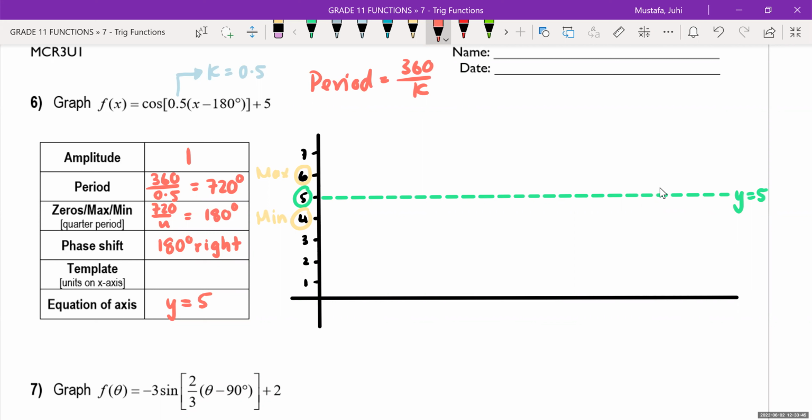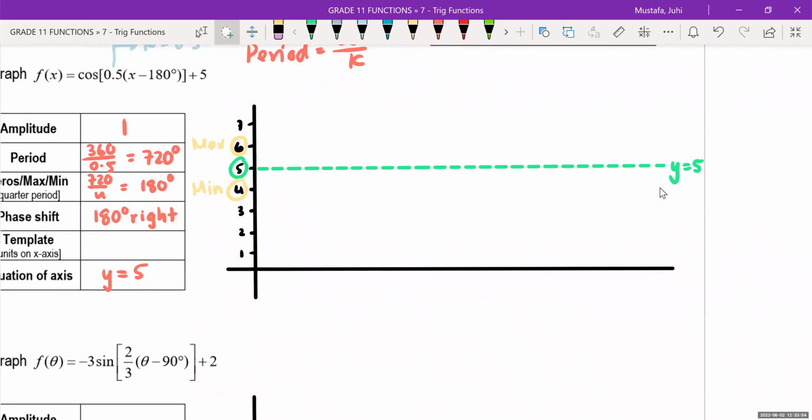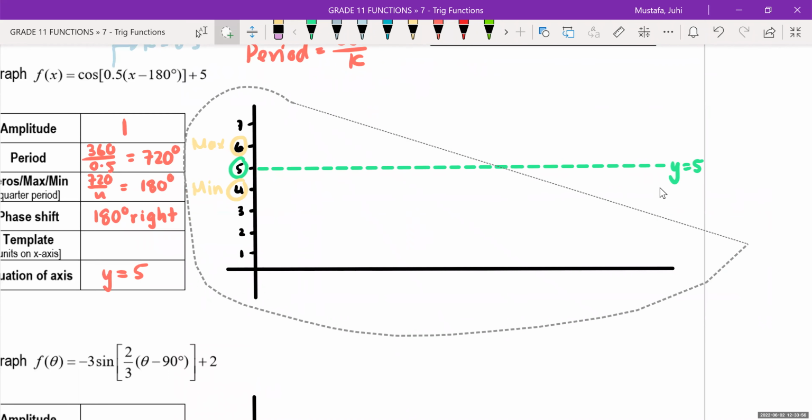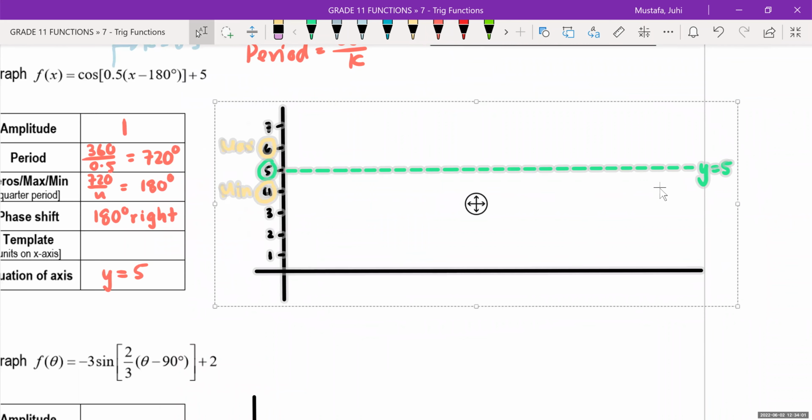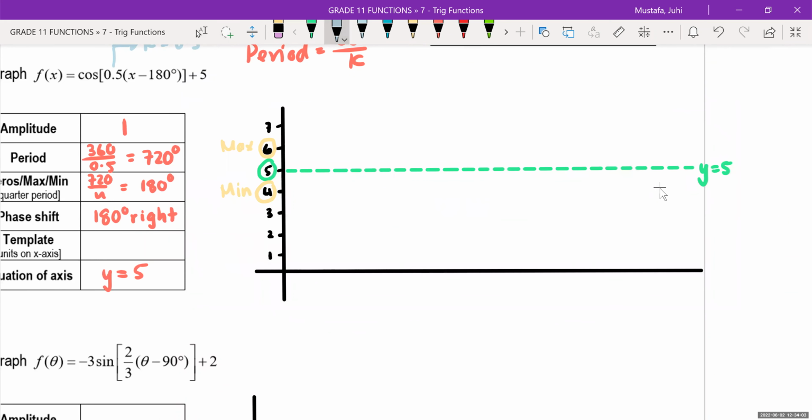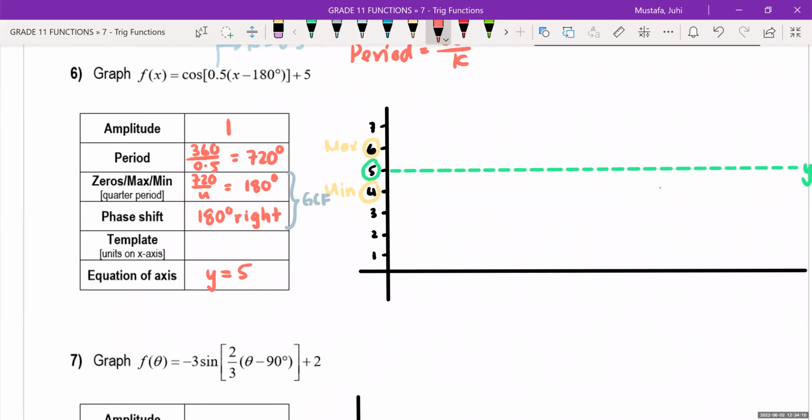And then in order to figure out what the template is, what you're actually going to be putting on the x-axis, you look at your quarter period, you look at your phase shift, and you take the greatest common factor. So I'll write that down over here. You look at these two and you think about the greatest common factor, and the numbers are both the same. So really the greatest common factor is 180 degrees, which is great because that means we're just going to be going up by 180.